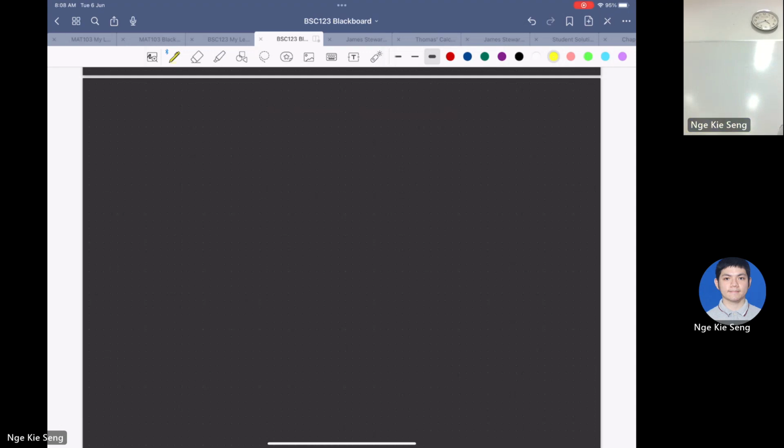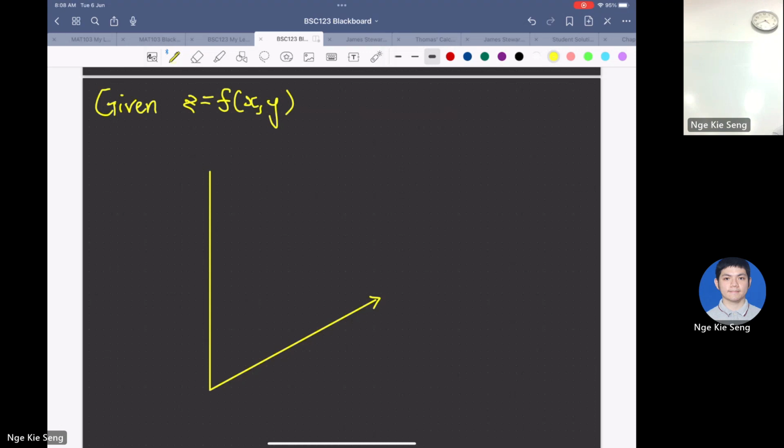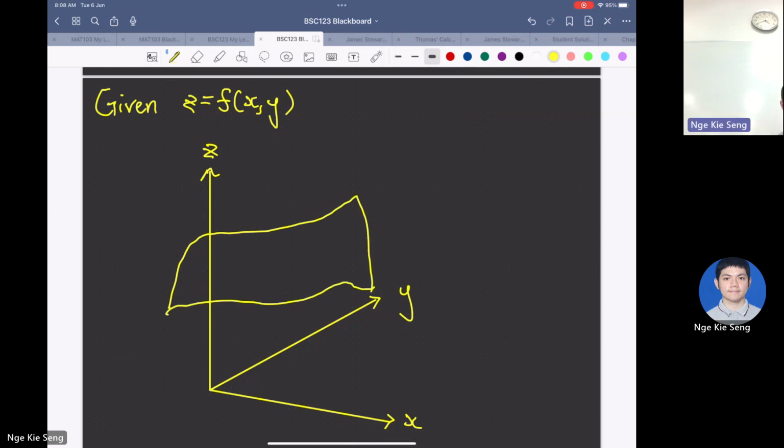All right, so we always start with a function of two variables. So our domain is R2, and our codomain is such that the whole thing lives in R3. So we might have some surface in R3. So the first thing we look at is the limit.